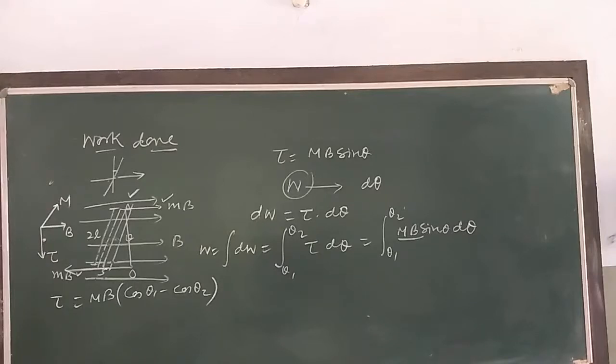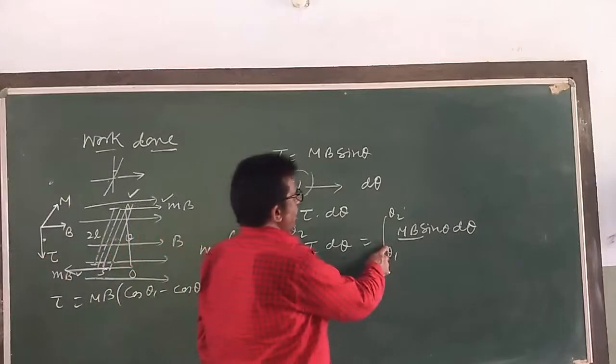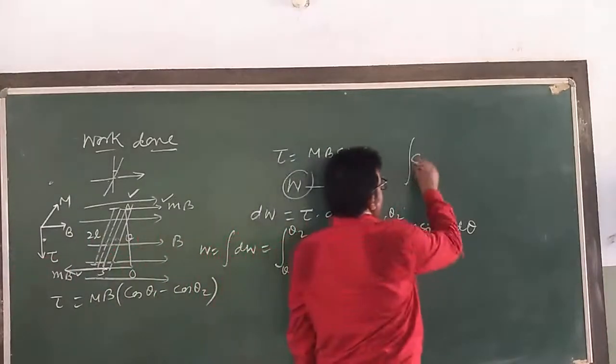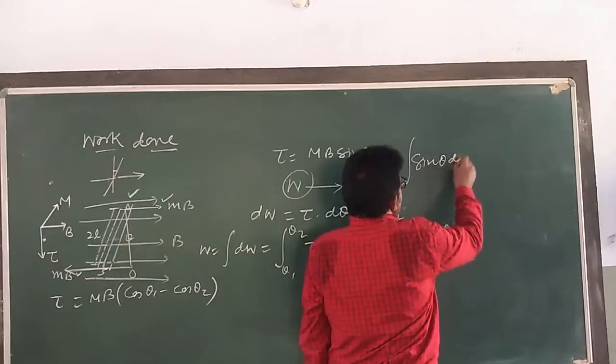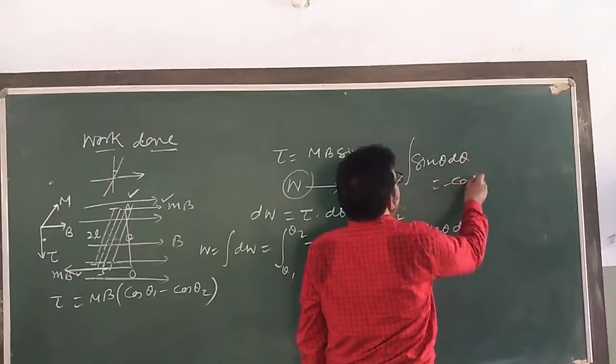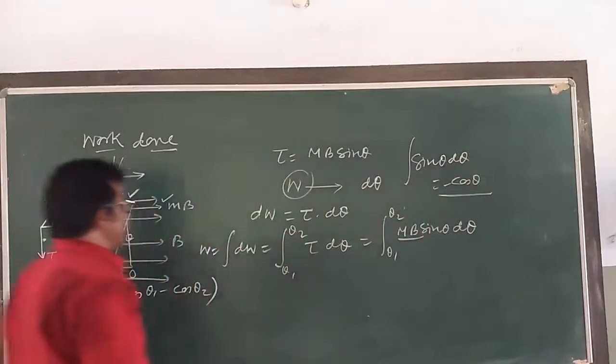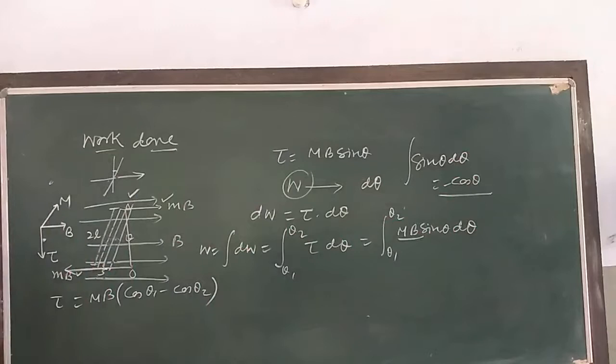What is that? Integration of sin theta is minus cos theta. Put the value limit here. Integration of sin theta d theta is equal to minus cos theta. Solve it, and see that this is the potential energy U. U comes out to be mb (cos theta 1 minus cos theta 2).